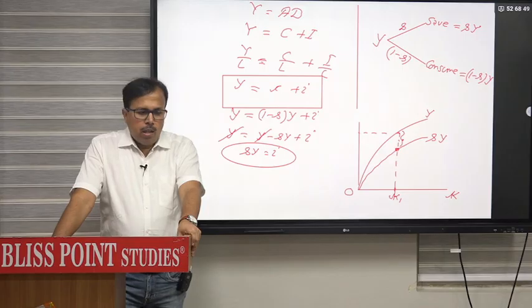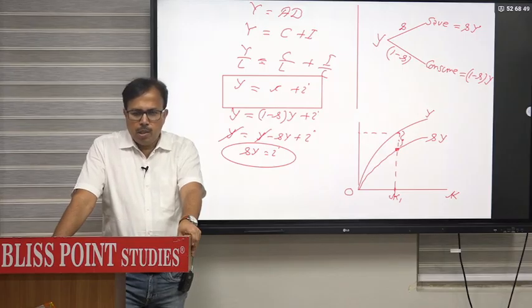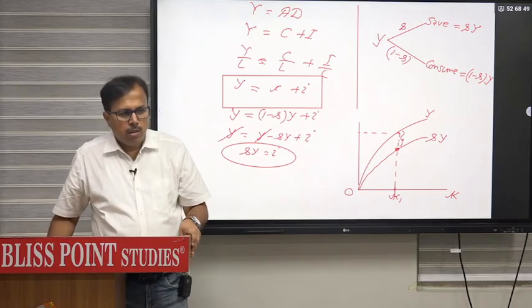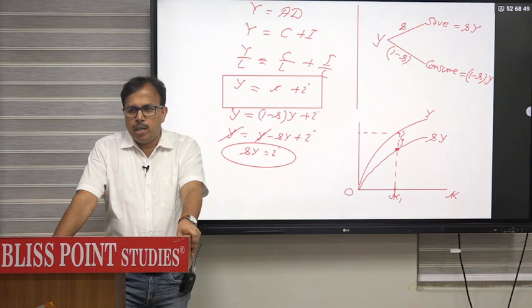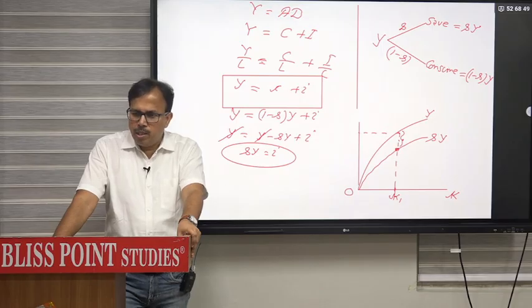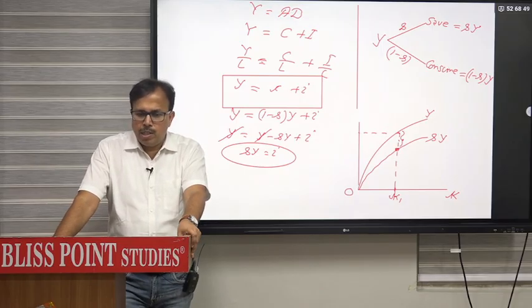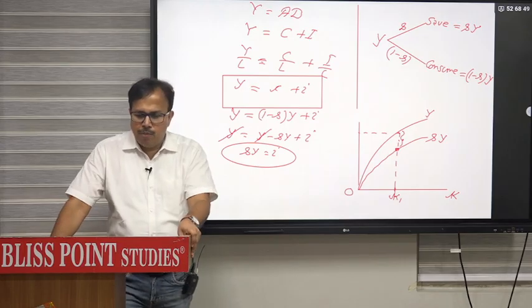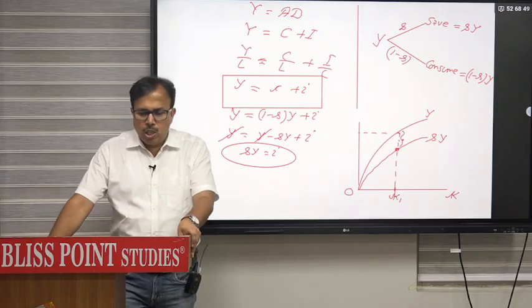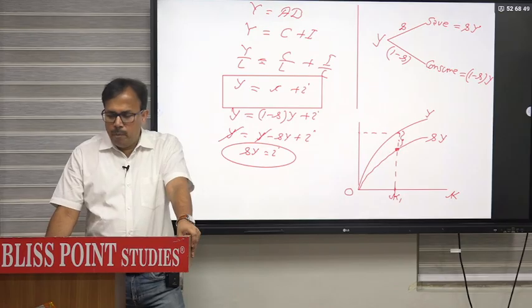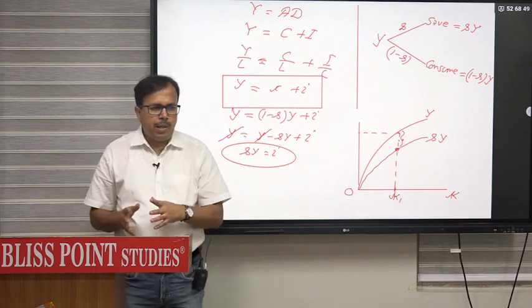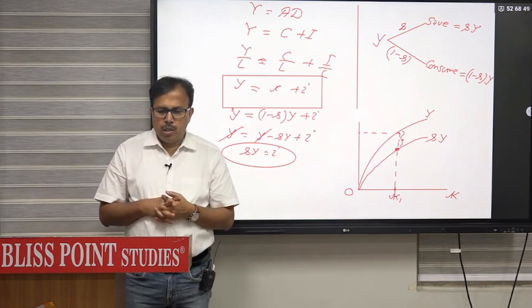Below that, the model assumes that a constant fraction of income, small s, is saved, and the remaining fraction of income, 1 minus s, is spent on consumption.